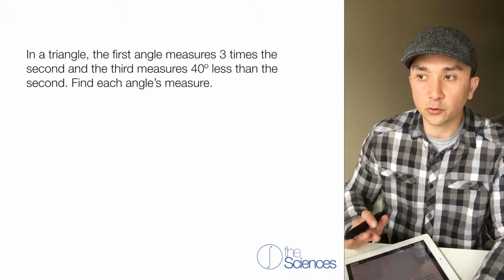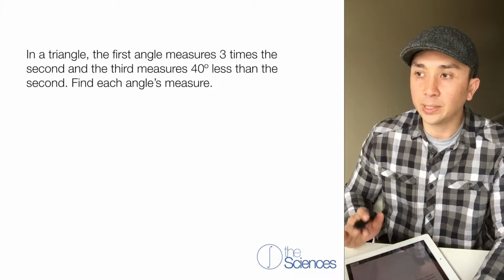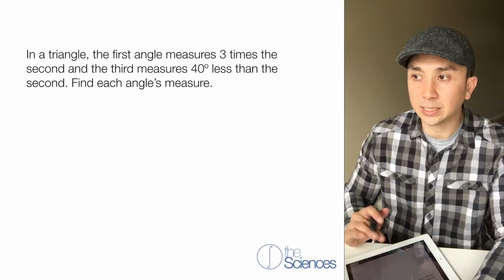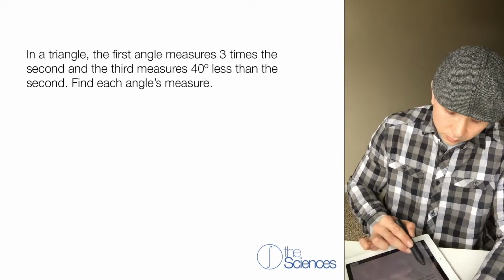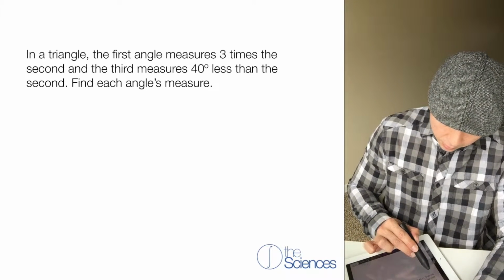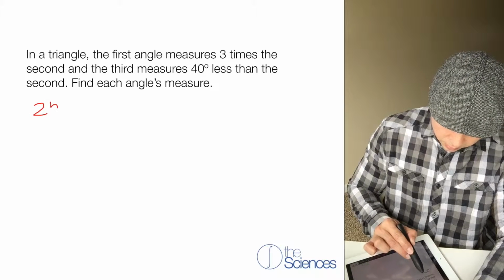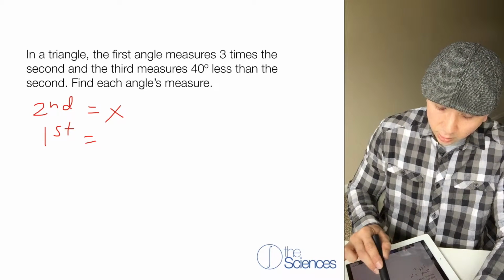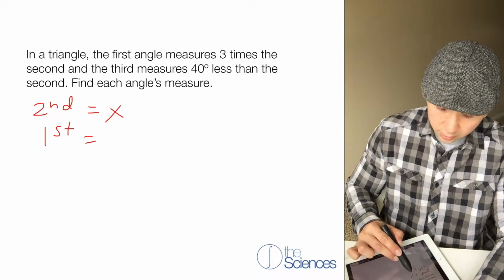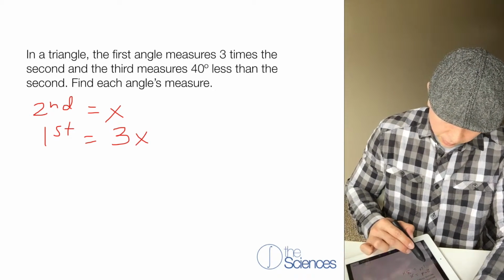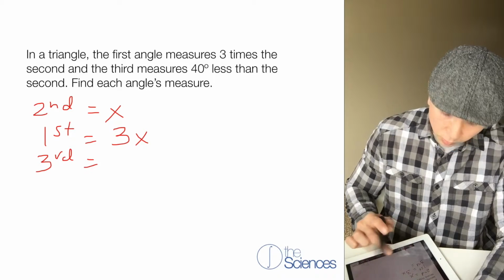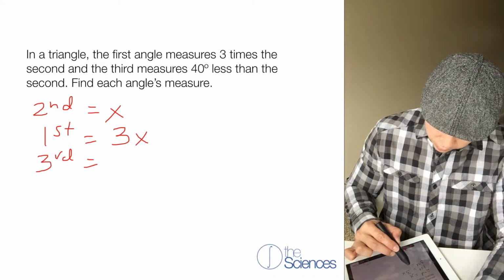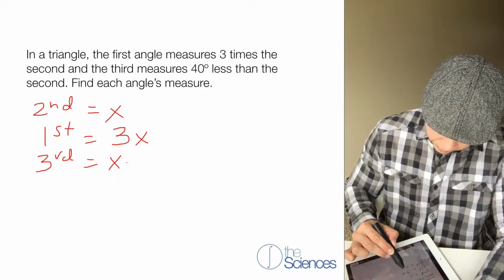In a triangle, the first angle measures 3 times the second, and the third measures 40 degrees less than the second. So here, if the second angle equals x, well, the first angle equals 3 times the second, so that would be 3x. And then the third angle equals 40 degrees less than the second, so it would be x minus 40.